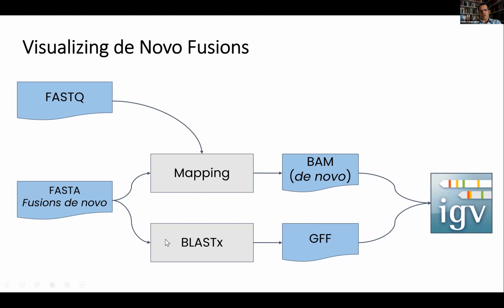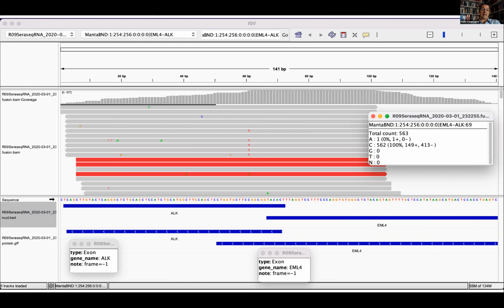At the same time, we do a BLASTX, and we generate a GFF, and then we can look at that at IGV. That has been really helpful, right? So this is an example. We can see this is an EML4-ALK fusion, and this is the BAM generated. We can really see the fusions here, and this was very helpful from our bioinformatics team.